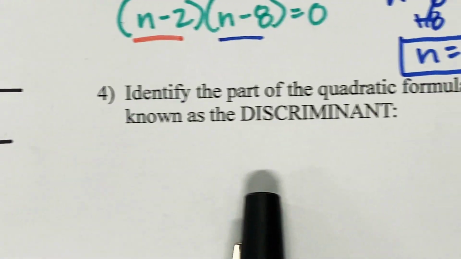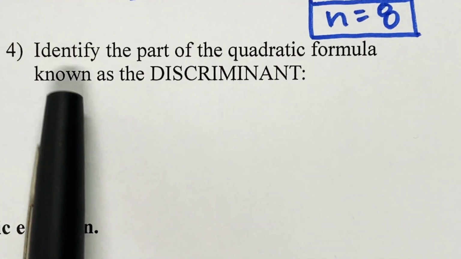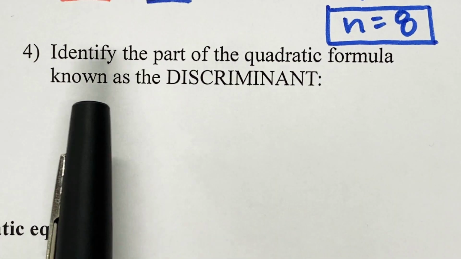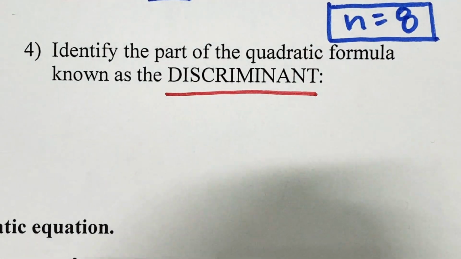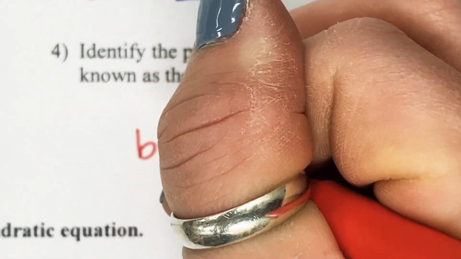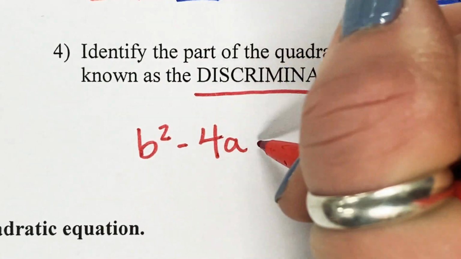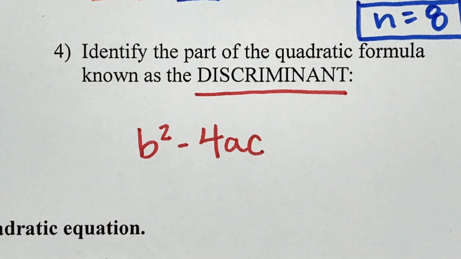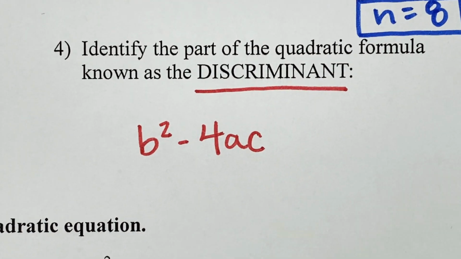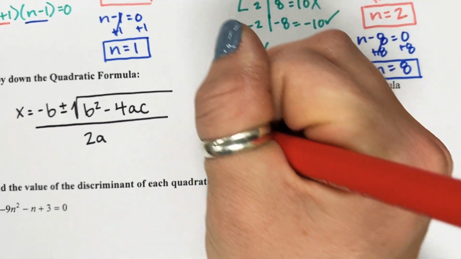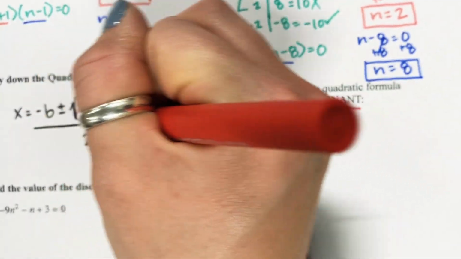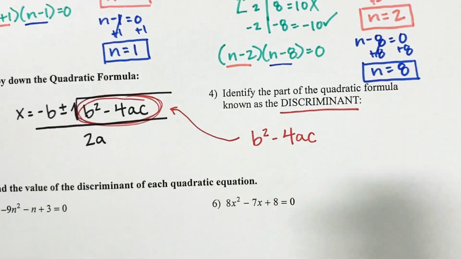Okay, so now let's look at number 4. It's asking us to identify the part of the quadratic formula known as the discriminant. There's one specific part that's known as the discriminant, and we've practiced solving it. It is the b squared minus 4 times a times c part. If you look in your quadratic formula, it is this part right there.